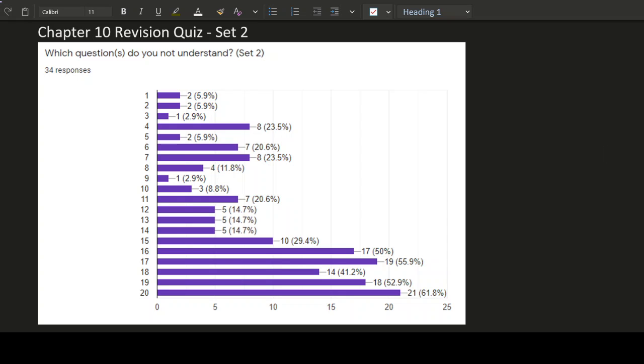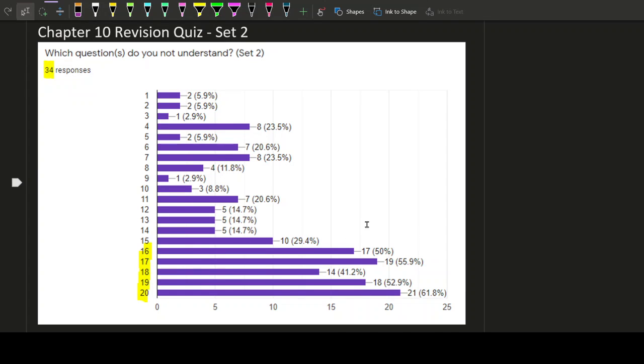Hi everyone, so this is a review for chapter 10 revision quiz set 2. This is the responses I've collected. There's only 34, less than half. It's getting lesser and lesser, not a good sign. So I'll be discussing questions 16, 17, 18, 19, 20, basically all the questions that went over 40% for now.